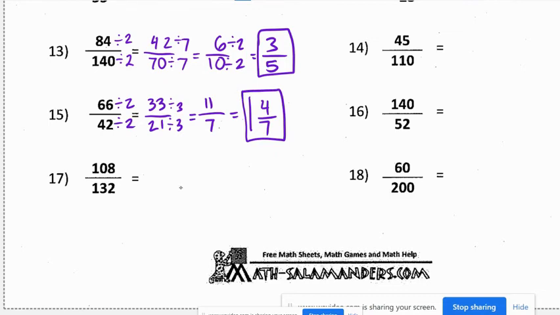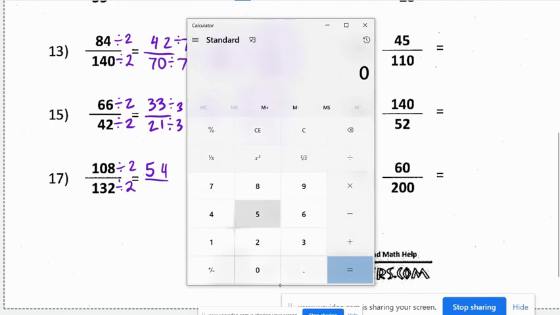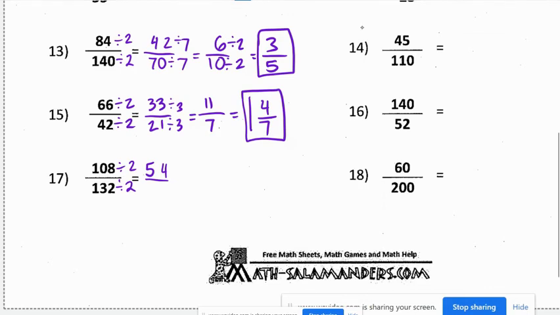108 over 132. 108 and 132 are both even, so let's divide them by 2 first. 108 cut in half is 54, and 132 cut in half is, let's see, 132 divided by 2 is 66. Both even again, so let's divide them by 2 one more time. Let's see what we get.